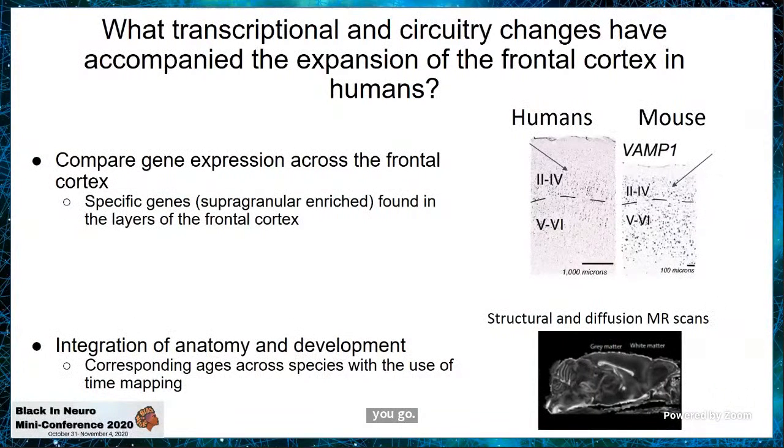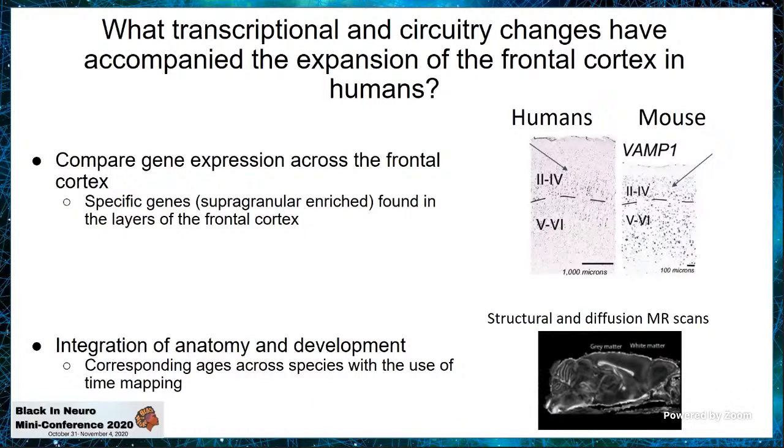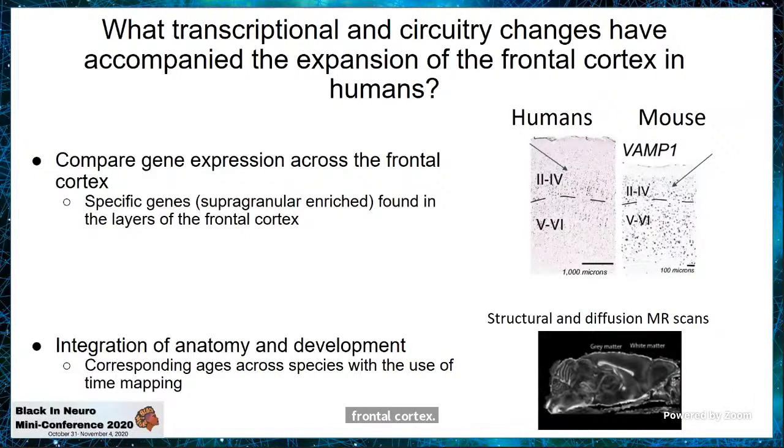In our lab, the question that we asked is what transcriptional and circuitry changes have accompanied the expansion of the frontal cortex in humans? We focused on two points. The first one is comparing gene expression across the frontal cortex and looking at specific genes called supergranular genes found in the layers of the frontal cortex, as well as integration of anatomy and development, with corresponding ages across species with the use of time mapping.